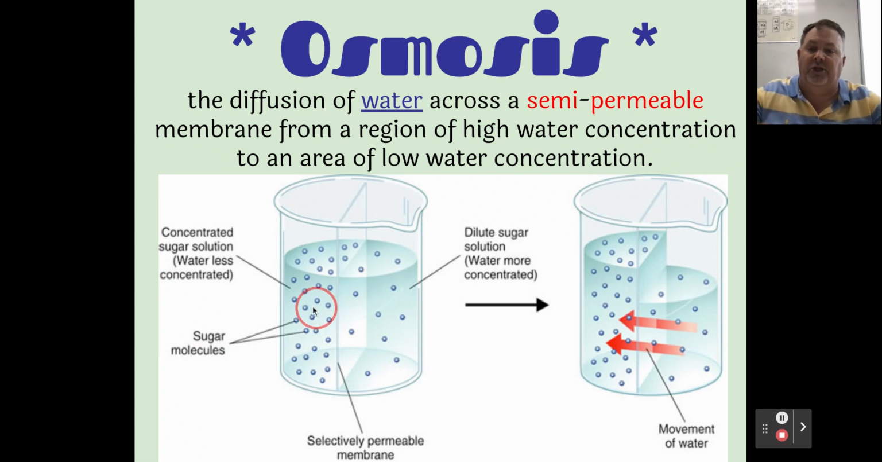So much like what you can see here, if I have some sugar in a beaker and the beaker is divided down the middle with some type of membrane, where there's a high concentration of this solute, the solute is the solid, in this case, the sugar, and there's a lower concentration on the other side, in this case, on the right-hand side. What we're going to see as time goes on, as we jump over here, is that there is going to be a movement from one side to another.